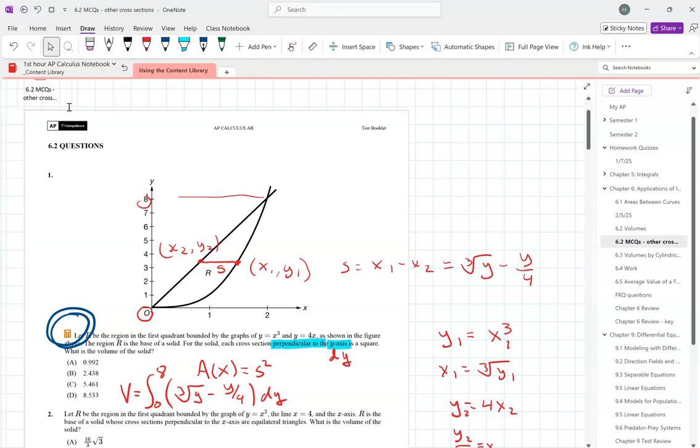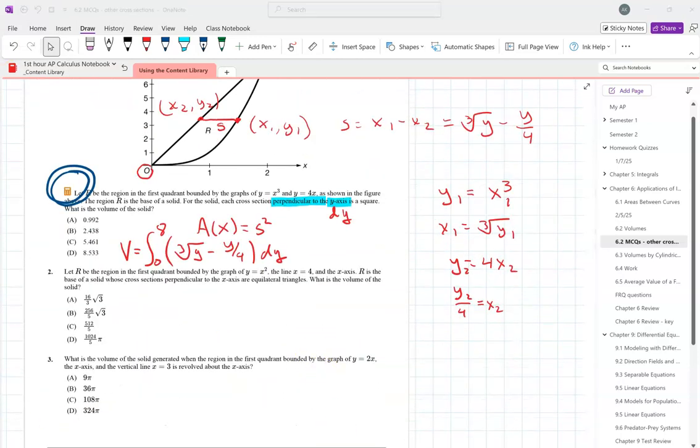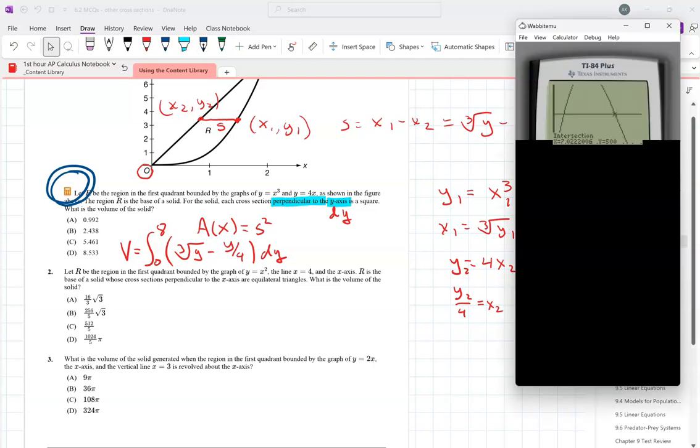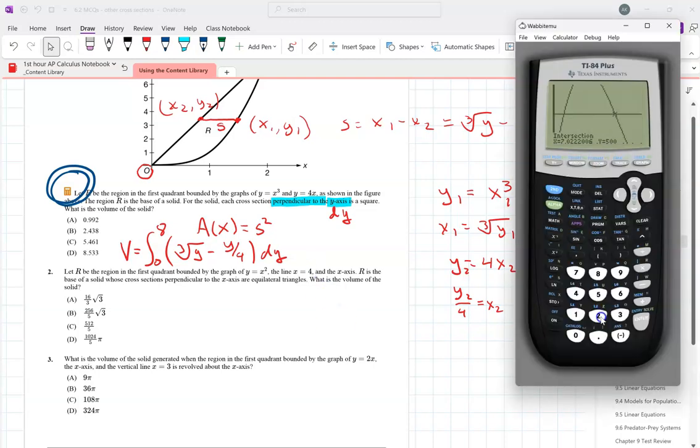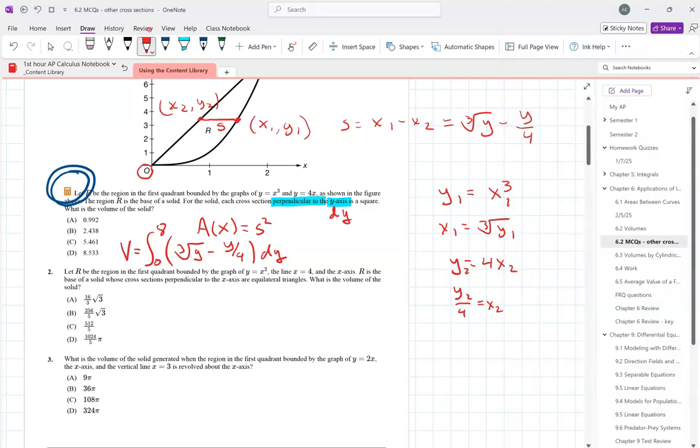If you have your calculator out and with you, I invite you to do the same thing just to double check that you are getting the same result that I'm going to get. So again, we're doing math, scrolling down to the command 9, which is fnInt. One thing, I forgot the squared, right? It's s squared. So there's a squared right there.